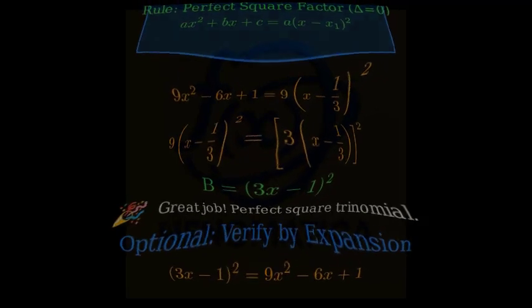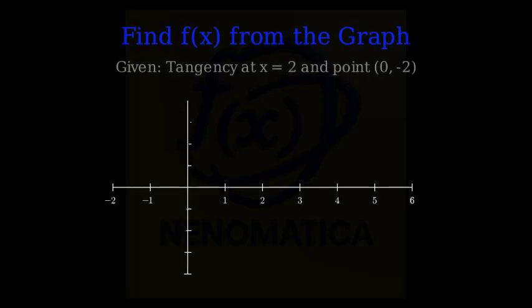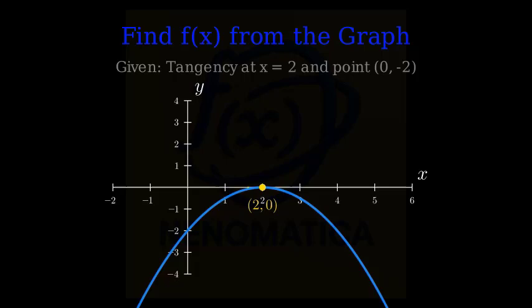original trinomial. In this example, we will determine the quadratic function of a parabola directly from its graph. The graph is tangent to the x-axis at x equals 2, and it passes through the point (0, negative 2). We will follow 4 clear steps to find the exact equation. Let's draw an xy coordinate system and sketch the parabola. We will highlight the tangency at x equals 2 and also the y-intercept at (0, negative 2).